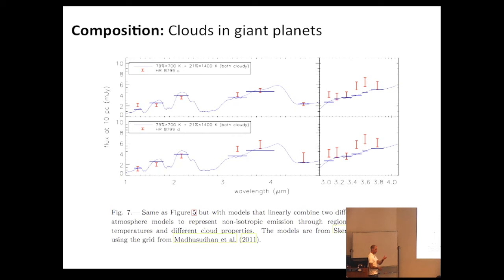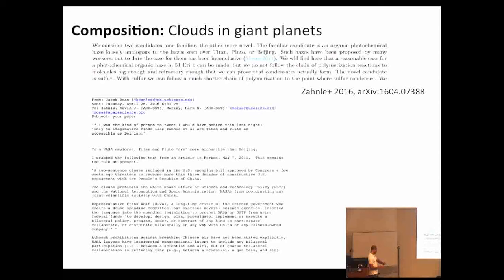Just as a sort of break here in the middle, I want to share with you an email conversation I had with Kevin Zahnle. I was reading Kevin's and collaborators' paper talking about hazes on 51 Eri b, one of the new directly imaged planets, and I was struck by this shocking sentence here, talking about different possible cloud and haze particles. The familiar candidate is an organic photochemical haze, loosely analogous to the hazes seen over Titan, Pluto, or Beijing. What doesn't fit in this list of three?